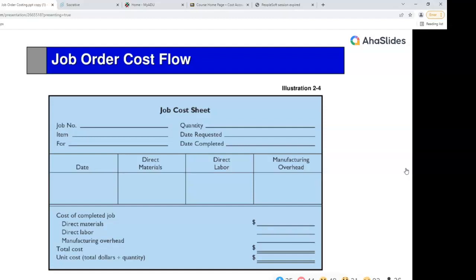Okay, so I summarize those down here. There's your 3 cost elements: direct material, direct labor, manufacturing overhead. Total cost divided through by the number of units produced. And that's the number of units requested in that job. Any questions to that point?